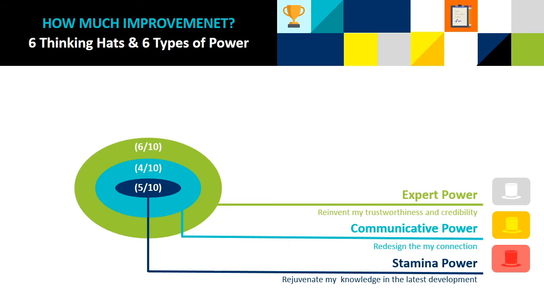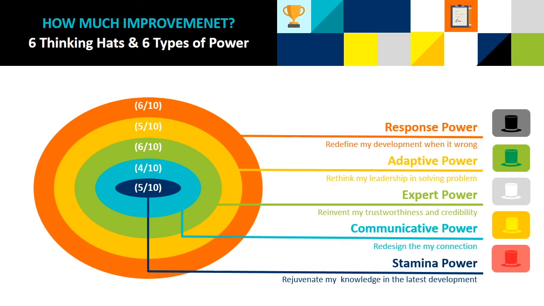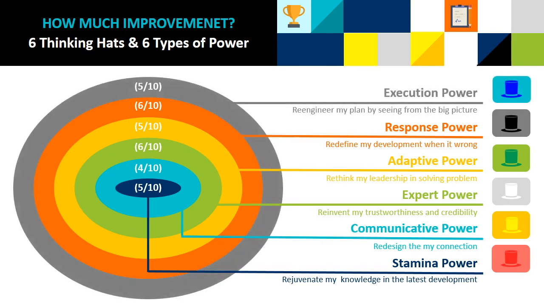Fourth is adaptive power, which is related to the green hat. I need to integrate my management, leadership, and entrepreneurship in solving business problems. Fifth is response power and the black hat. Here I need to redefine my self-development when it starts going wrong. Lastly is execution power with the blue hat, in which I need to re-engineer my plan by seeing from the big picture.